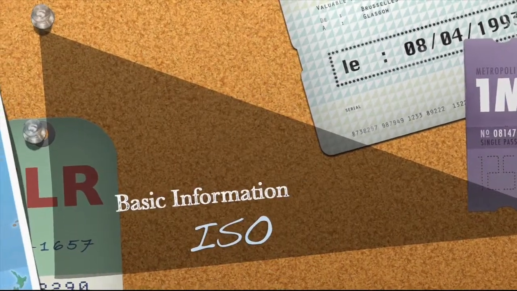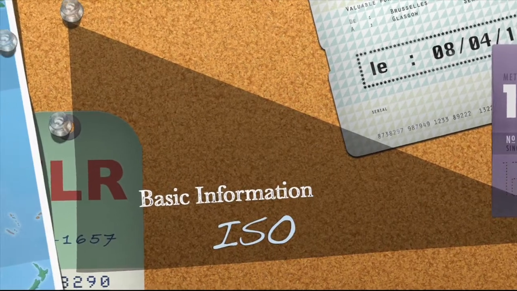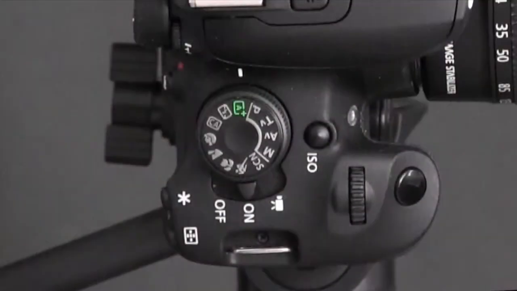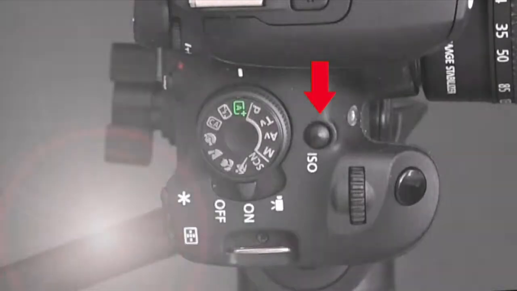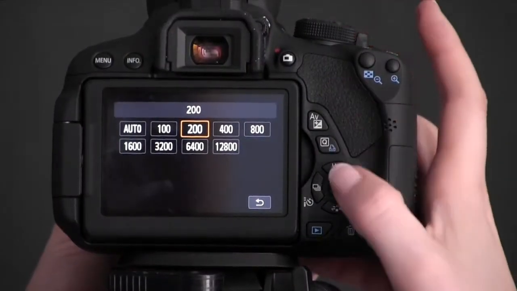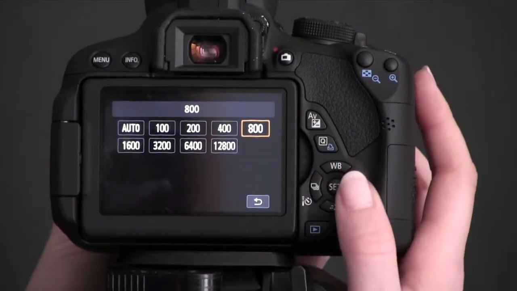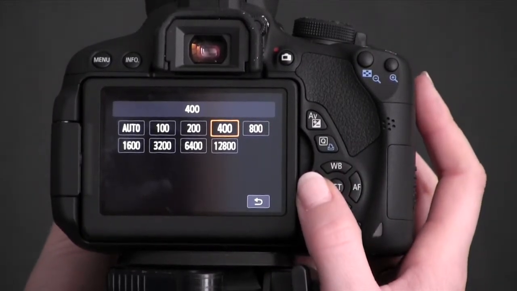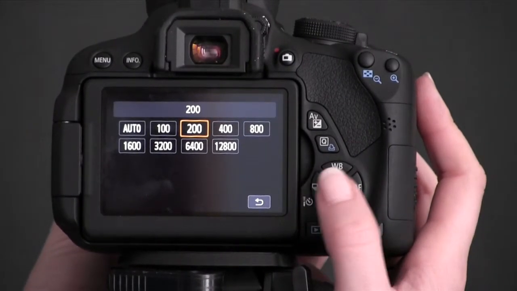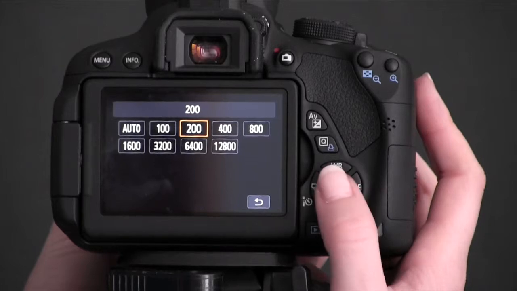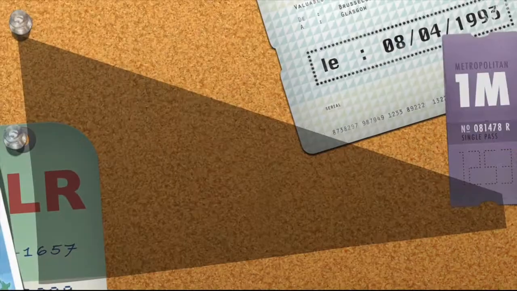Next, let's go over how to change the ISO on your Canon camera. First, we must select the ISO option located at the top of your camera. This will bring up this display on your camera screen. Here, you can select the appropriate ISO settings for the image you are capturing. Select OK to go back to the main display.